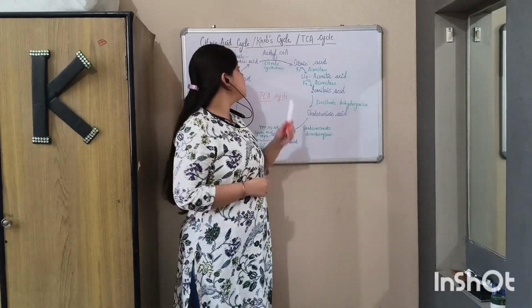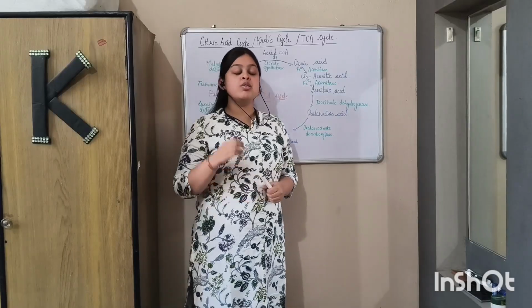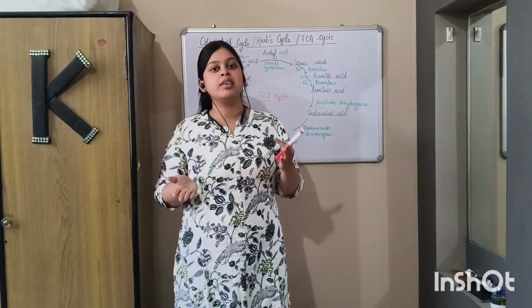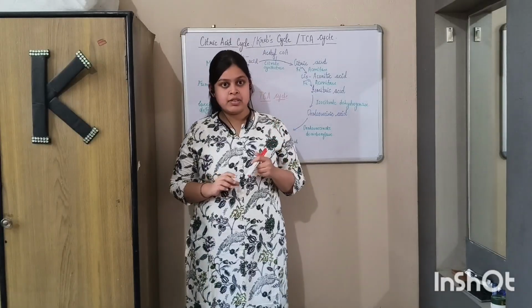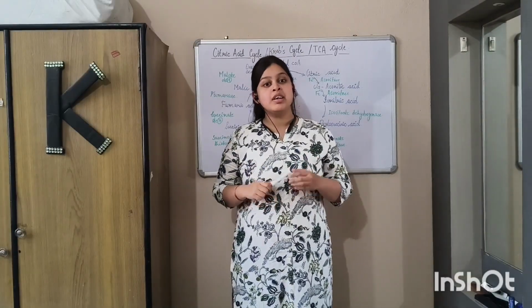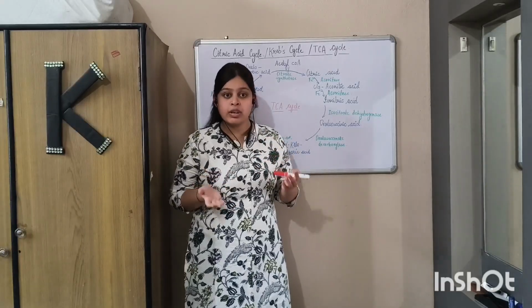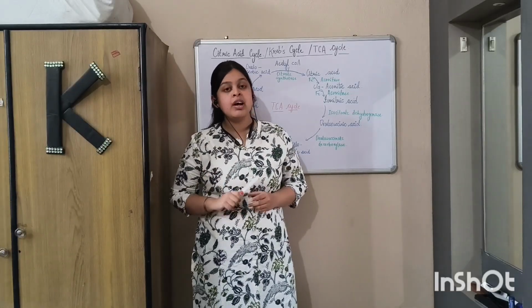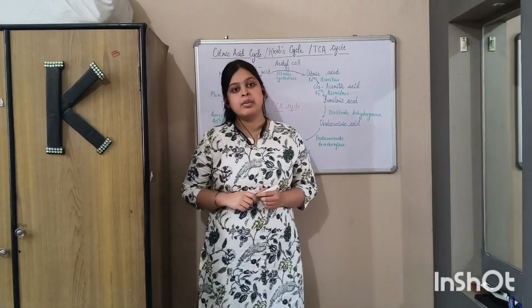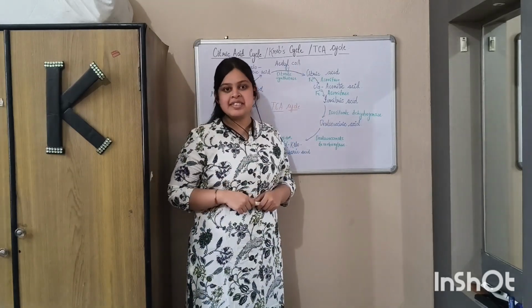Today I'll discuss the citric acid cycle, Krebs cycle, or the TCA cycle. As we know, before entering the TCA cycle, the pyruvic acid is formed in glycolysis. The pyruvic acid thus formed enters the link reaction in the cytosol itself, where it is converted into acetyl coenzyme A. After that, the acetyl coenzyme A will enter the mitochondrial matrix and start the TCA cycle.